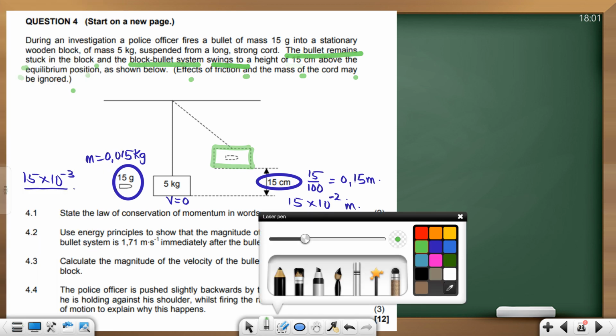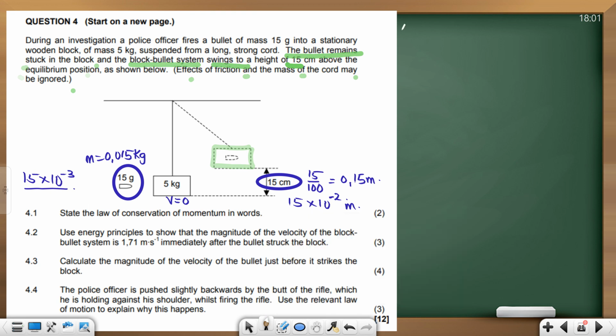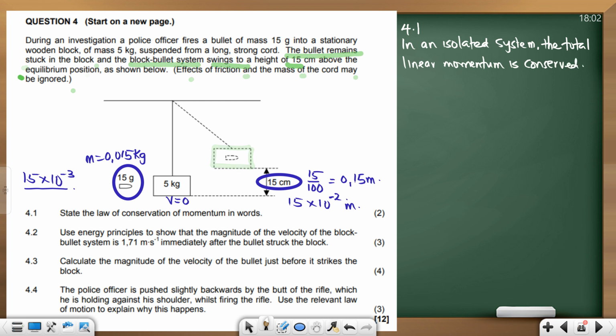Everyone is now getting 4.1. Correct. State the law of conservation of momentum. What is it? In an isolated what? System, the total linear momentum is conserved. 2 marks. There we go. Quick 2 marks.